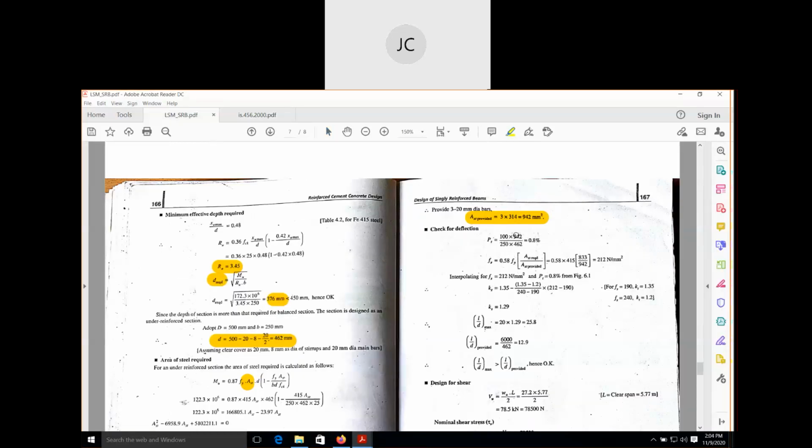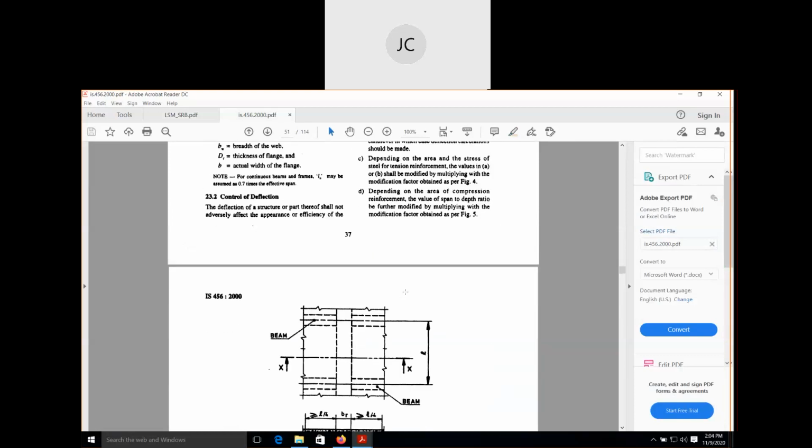100 into this value is AST provided. Not required. 100 into AST provided divided by B into D. So we have got that the percentage of steel is 0.8%. Next, this FS. What is this FS? You see in IS456.